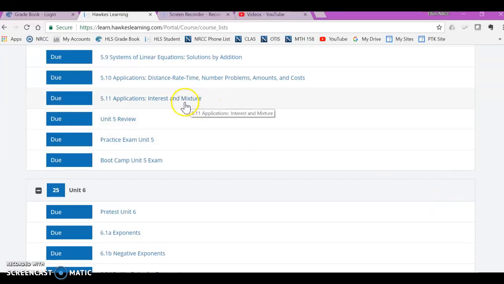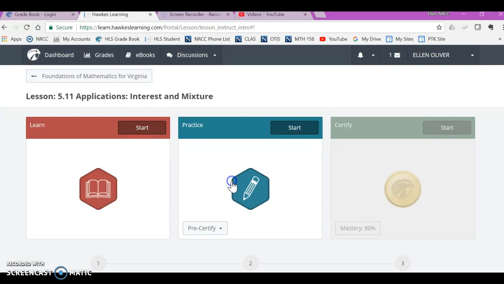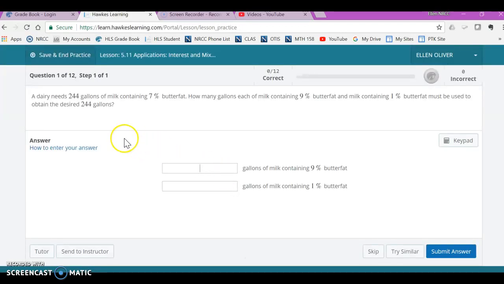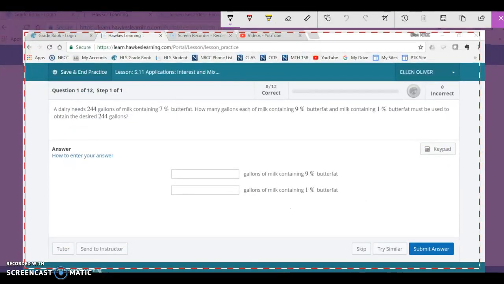All right, last section for Unit 5, interest and mixture problems. So a strategy with these is to let X be your first one and Y be your second one. And remember, you are looking for two equations. We're going to let this guy be X and this guy be Y. So our two equations are probably going to deal with one equation dealing with the number of gallons, and one equation dealing with the concentration, which is the percentage times the number of gallons.